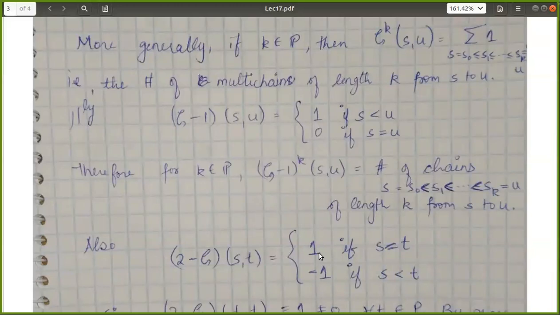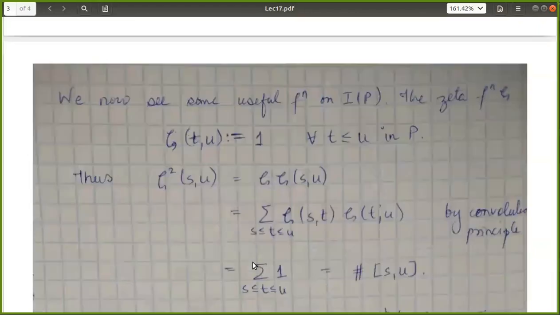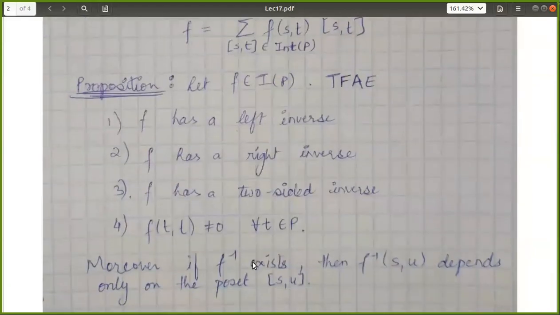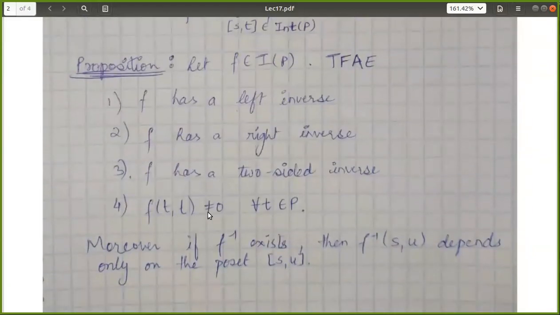Which means 2 minus zeta, in particular, if you apply it to the interval tt, that is also non-zero. In fact, it is 1. So it will have an inverse by this proposition, which we saw. So f of tt is non-zero for every t of p. Therefore, it has a two-sided inverse.